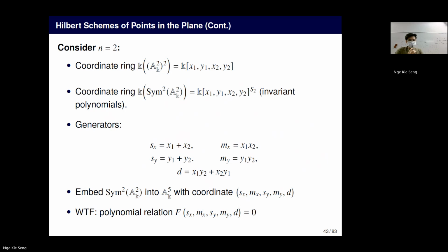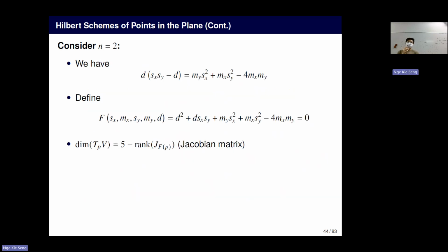And as we know, the tangent space at a point of interest is defined based on polynomials which vanish at this particular point. So our goal is to find a defining polynomial. One checks that this is a valid relation, and we can define our polynomial in terms of this relation. And then we record that in our case, the dimension of the tangent space is equal to 5, which is the dimension of A^5 minus the rank of the Jacobian matrix.